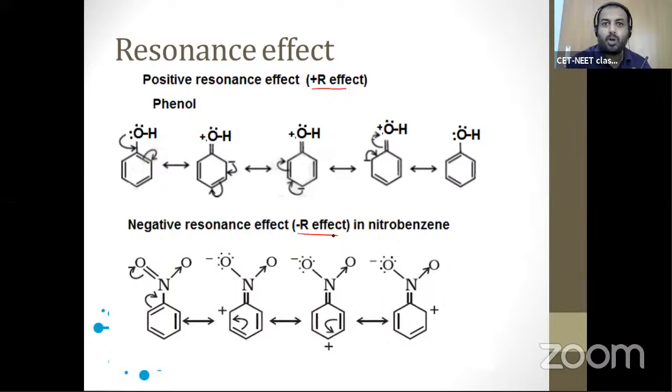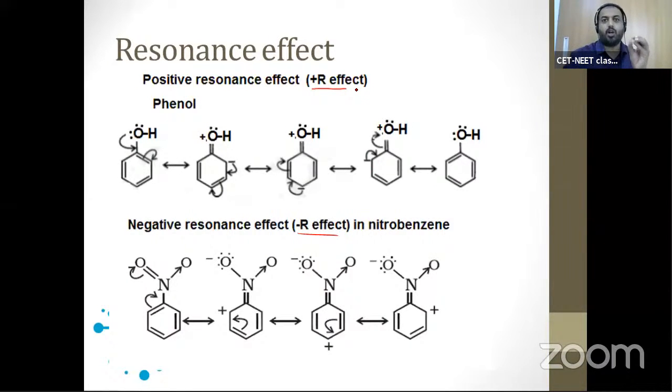We have already seen this in the inductive effect also. Chlorine atom, minus I effect, pulls electrons from the system, whereas an alkyl group pushes electron density towards the saturated carbon chain. So based on that, you use the symbols plus and minus. It is the same here. Positive resonance, what is it?